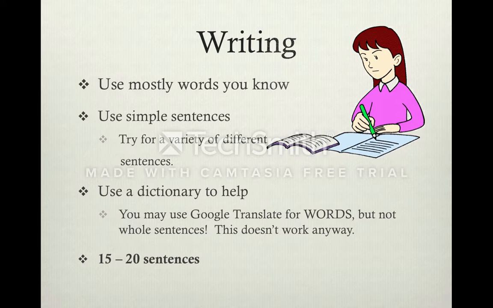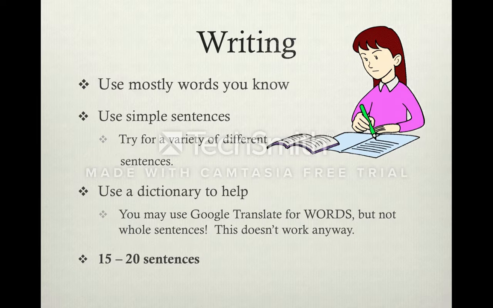You should aim to use mostly words that you know when you're writing in Latin. This may mean that you have to write your sentences in kind of a roundabout way in order to try and use verbs that you know, but this should really be your goal. Use simple sentences. Try for a variety of different sentences. As you go through the lessons associated with this project, you'll see these different kinds of sentences that you can use, and I've given you several examples to go by.